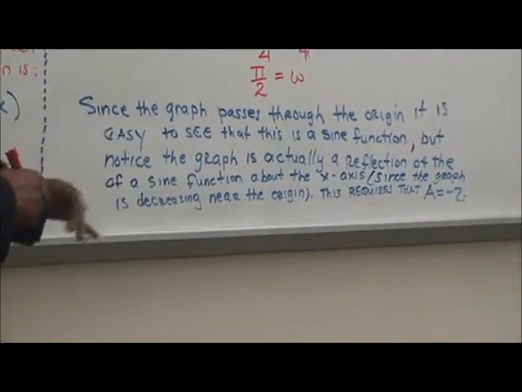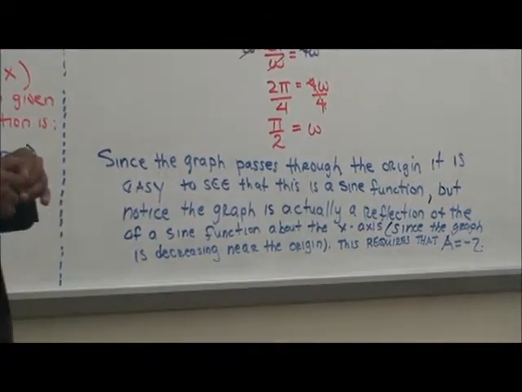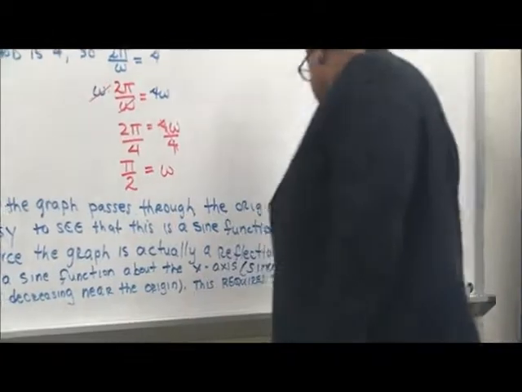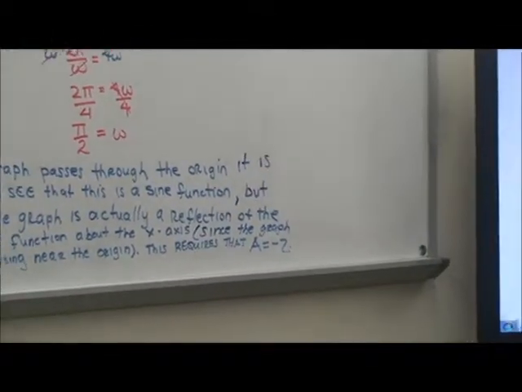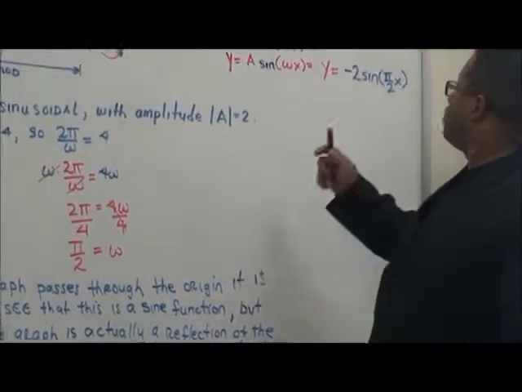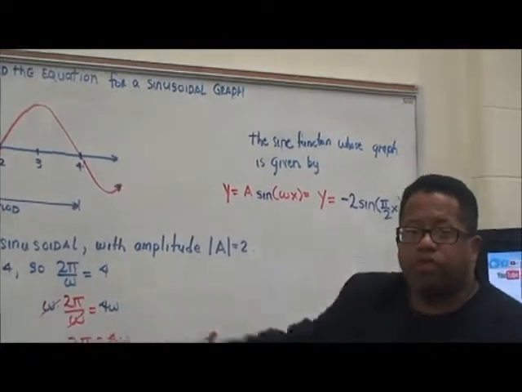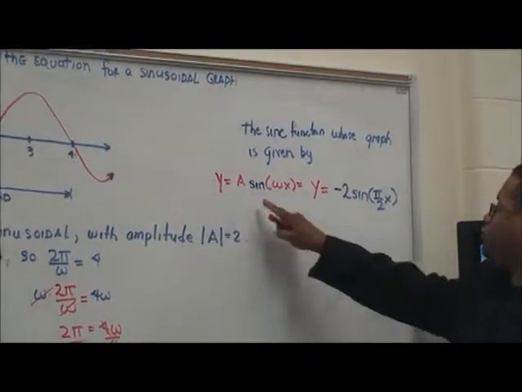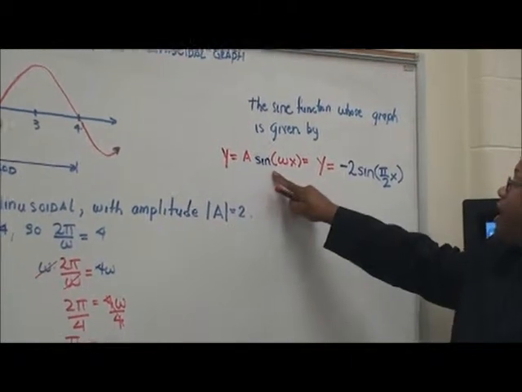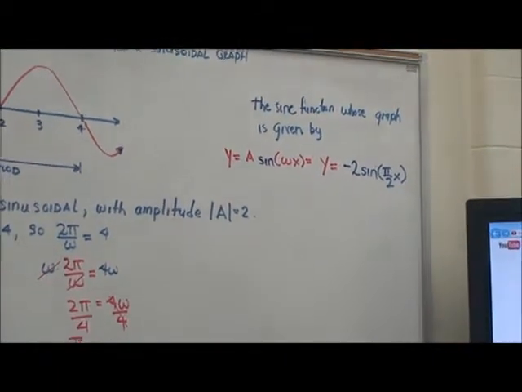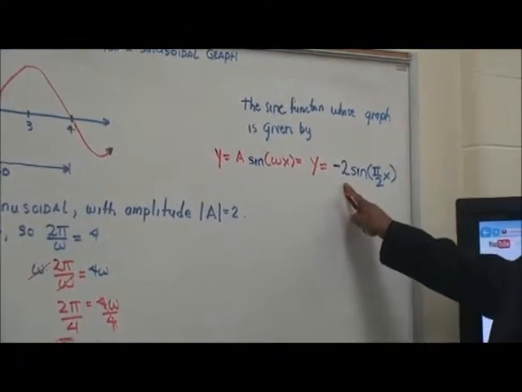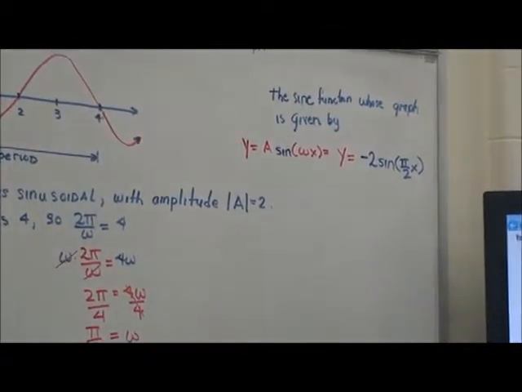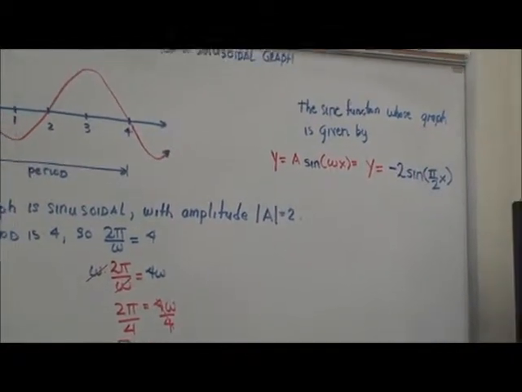For a sine function, since the graph is decreasing near the origin, this requires that A is equal to what? -2. The amplitude is -2 here, right? So, because it's flipped, it's reflecting about the x-axis here. So y is going to equal A times sine omega x, right? And so y is going to equal -2 times sine pi over 2 x.